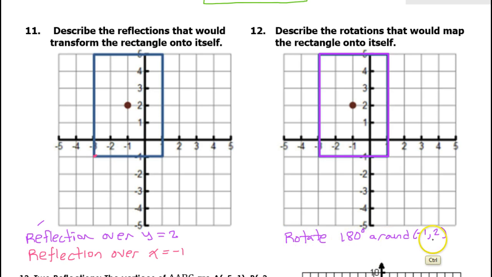So rotating 180 degrees will work, but also if we rotate 360 degrees around the point -1, 2. Those two rotations would map the rectangle onto itself.